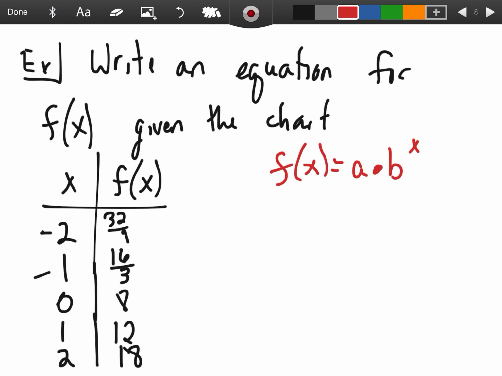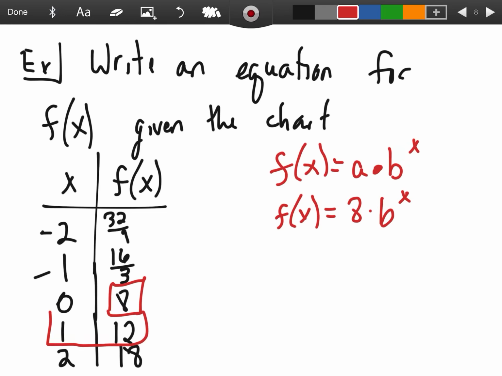All right, well, a is just my initial value. All right, so I start off, I know that my initial value right here, it's when x is equal to 0, y is equal to 8. So f of x equals 8 times b to the x. Now I just need to solve for what's b. Let's just plug in a number. The easiest one to probably use in this situation is 1, 12.